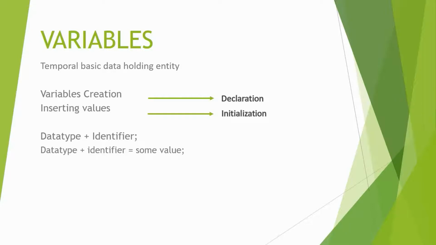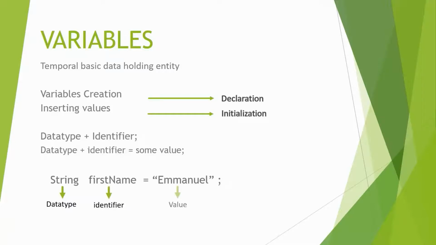So let's take a look at an example. Here is an example. In this example, we created a variable named firstName, and we are storing the value Emmanuel in it. String is the data type here, and firstName is the identifier, while Emmanuel is the value we are inserting into this variable. So this is basically how you create a variable in Java.